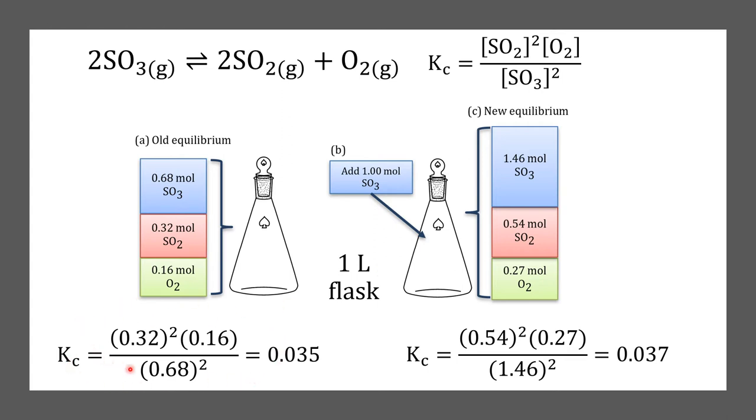At the old equilibrium, you add the numbers in, you will get Kc equal to 0.035. At the new equilibrium, you use these numbers to calculate, you get the Kc 0.037. So you see that they are approximately the same. So the composition or concentration changes, but K remains the same.